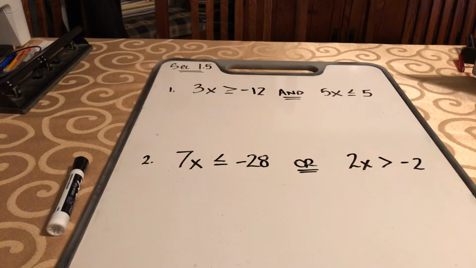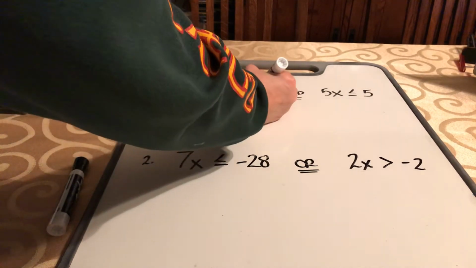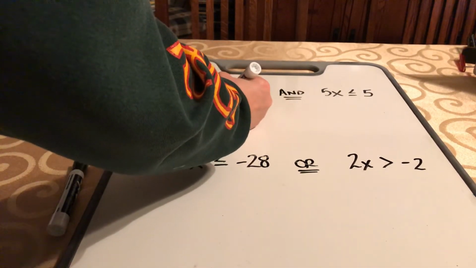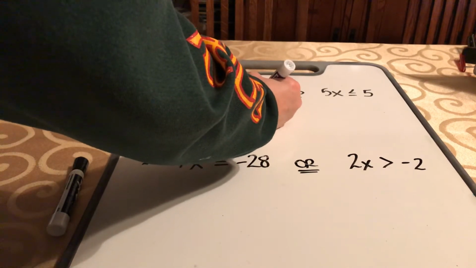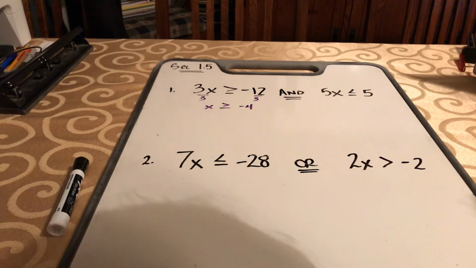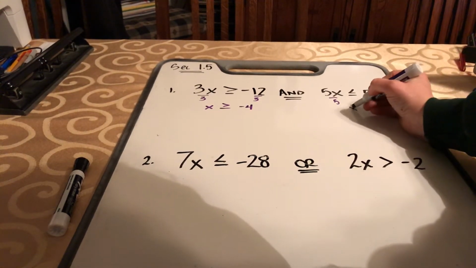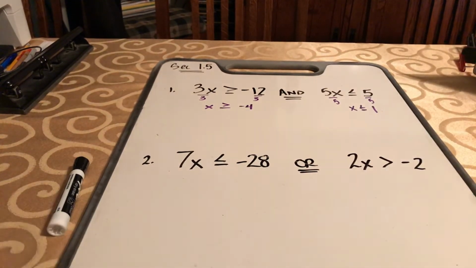Example number 1, we have 3x greater than or equal to negative 12 and 5x less than or equal to 5. Like I said, the first thing you're going to do is solve each inequality. For my first one, we divide both sides by 3, and we have x greater than or equal to negative 4. Then we solve the other one. 5 times x means I divide both sides by 5, and we have x less than or equal to 1.